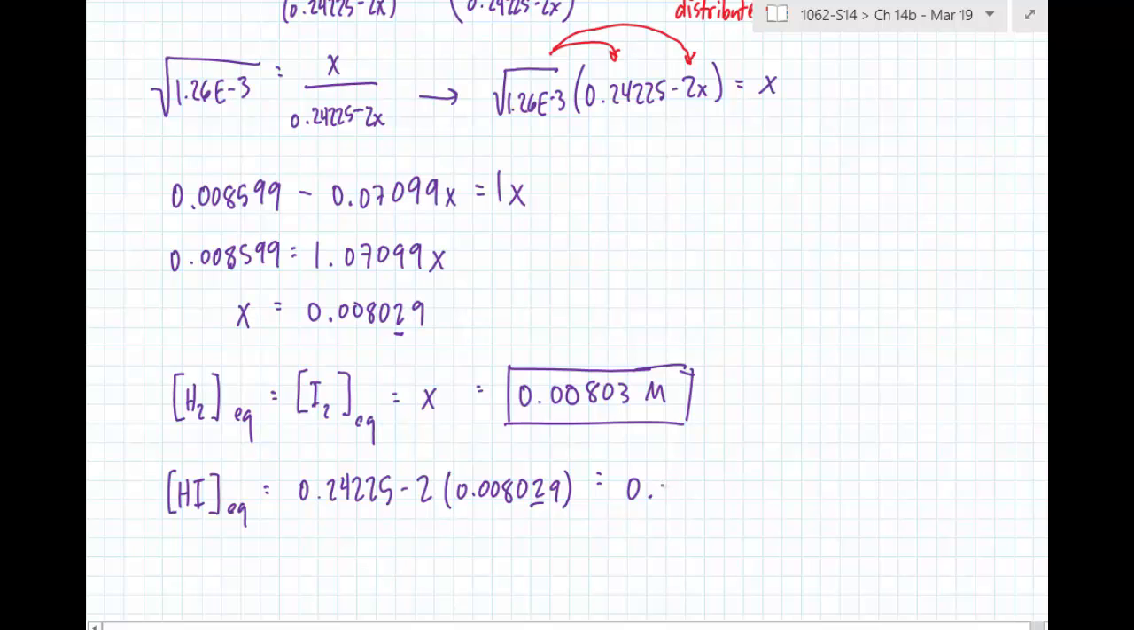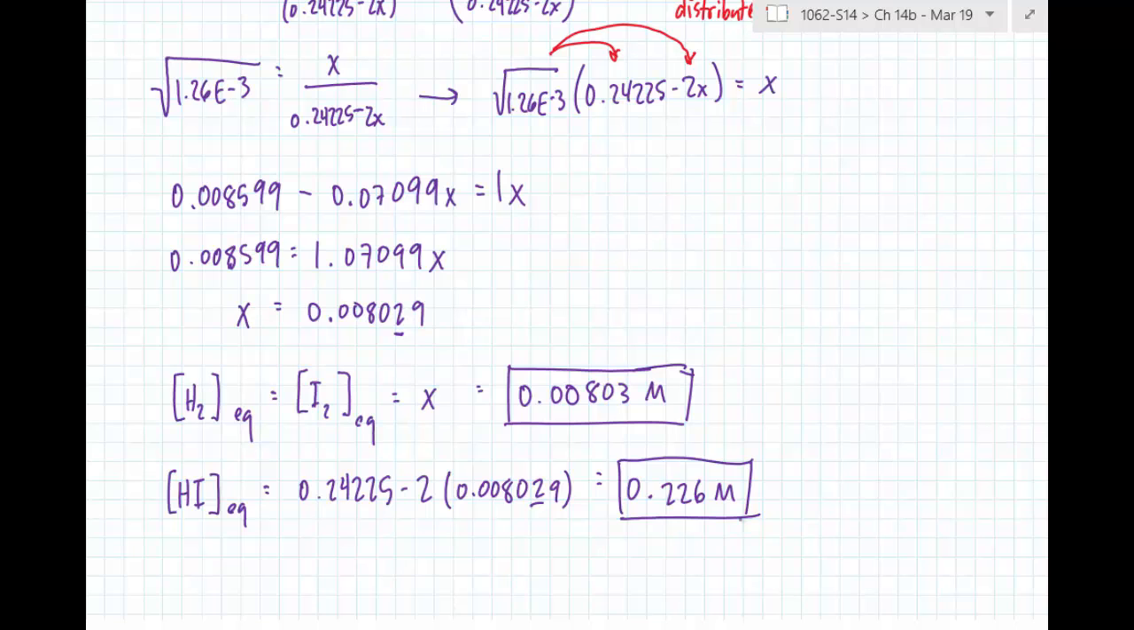I got 0.226. Sound right? Okay. Now, that's what we were asked for. It said, what are the equilibrium concentrations? So we've given concentrations for the reactants and products at equilibrium. It is very important, however, that we go back to the equilibrium and make sure that these numbers make sense.